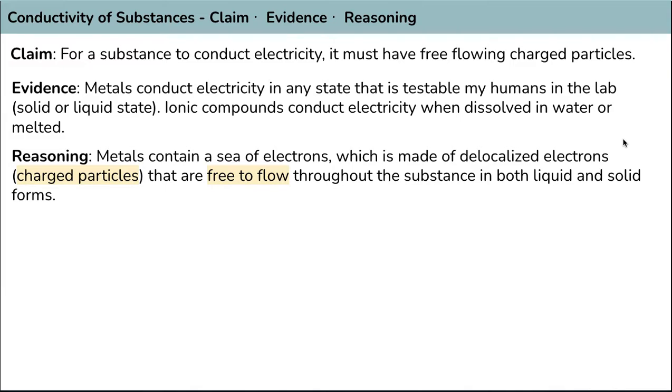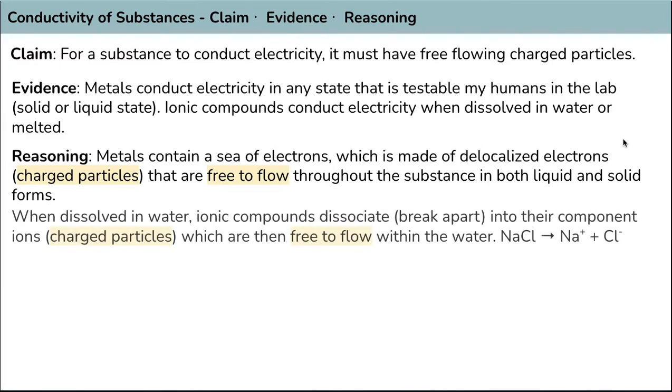And that evidence is what we're using to support our claim. So the free-flowing charged particles in the metal are going to be the electrons in the sea of electrons. Now ionic compounds, when we dissolve them in water, dissociate. So remember, to dissociate means to break apart. When they dissociate, they break apart into their component ions. Remember, ions are just charged particles.